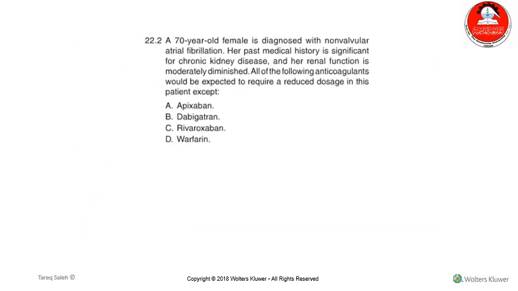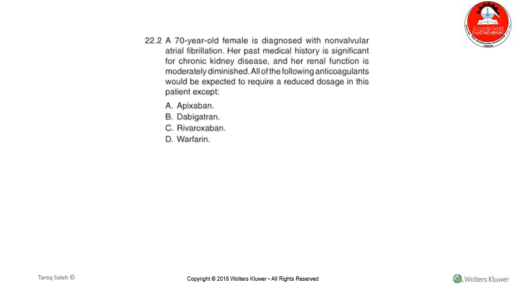Here's another practice question. A 70-year-old female was diagnosed with a non-valvular atrial fibrillation, meaning that she has an atrial fibrillation that is not associated with a valvular disease. Her past medical history is significant for kidney disease, and her renal function is moderately diminished. So she has a degree of renal failure. All of the following anticoagulants would be expected to require a reduced dosage in this patient, except.